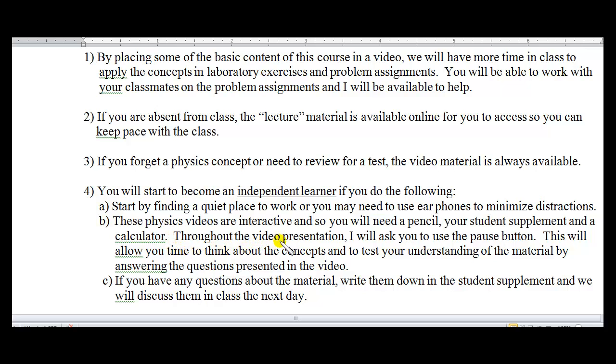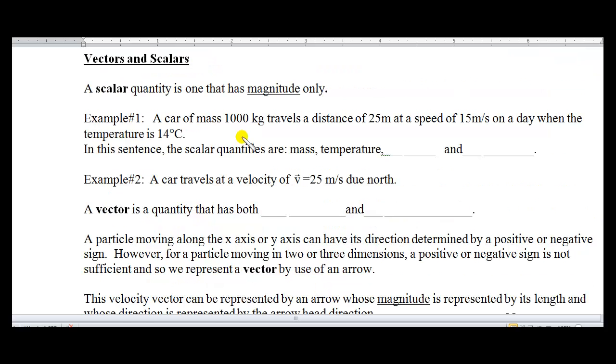Throughout the video presentation, I will ask you to use the pause button, very important, to push the pause button. This will allow you time to think about the concepts and to test your understanding of the material by answering the questions presented in the video. If you have any questions about the material, write them down in the student supplement and we will discuss them in class the next day.